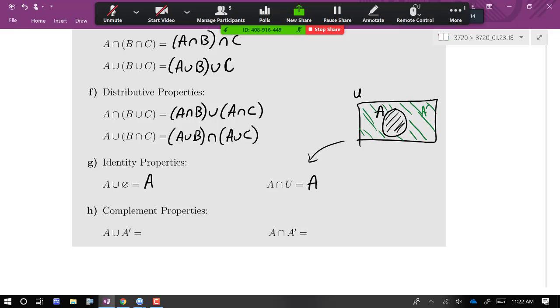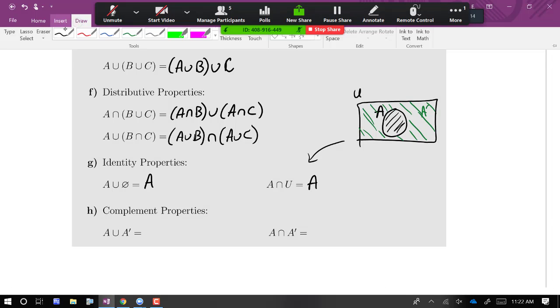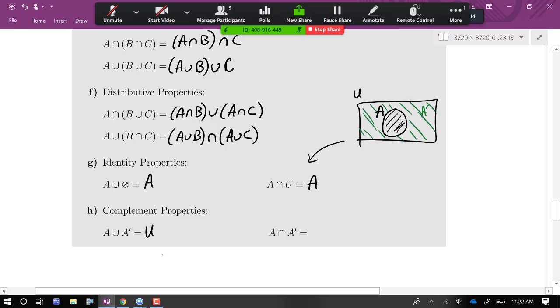If I'm unioning it, I want to take everything that I have shaded. I've shaded the whole universe there. So when I union a set with its complement, we get the universal set.